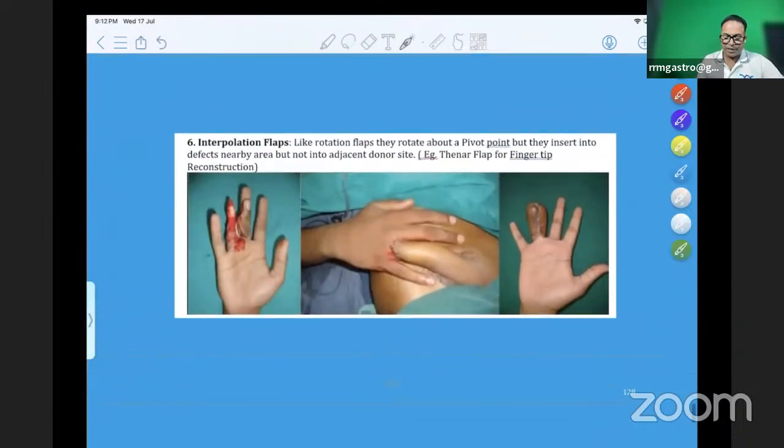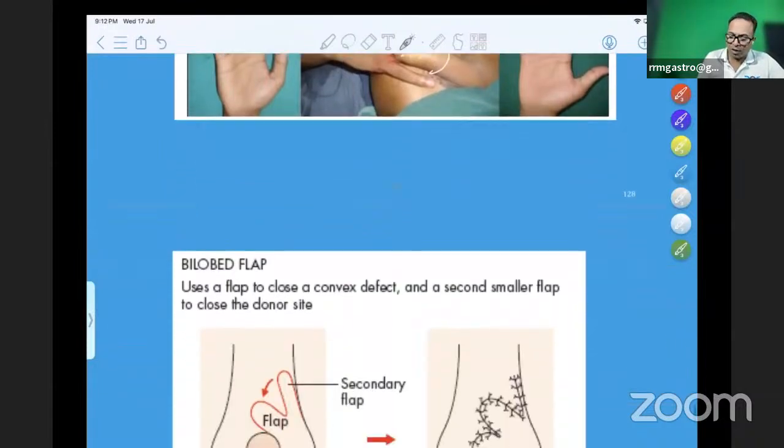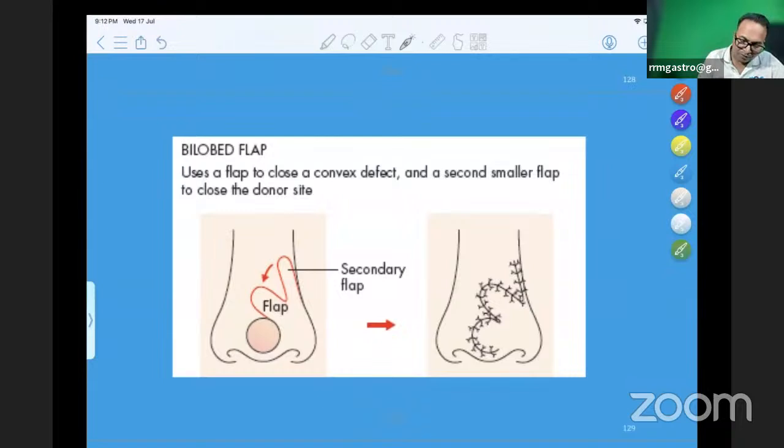This is an interpolation flap. When the finger is gone, you can keep the finger stitched to the groin, and afterwards you can use the groin tissue to cover this finger. So all these are called random pattern flaps. All these are random pattern. My question is, what is opposite to a random pattern flap?